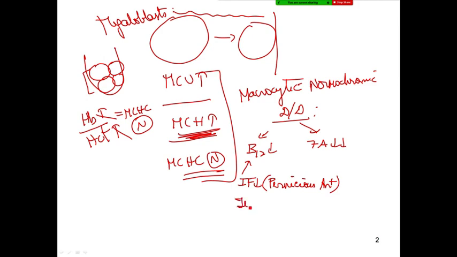Where is the site of absorption? Terminal ileum. So in a person who has undergone terminal ileectomy because of a tumor or anything, that can also give rise to B12 deficiency.